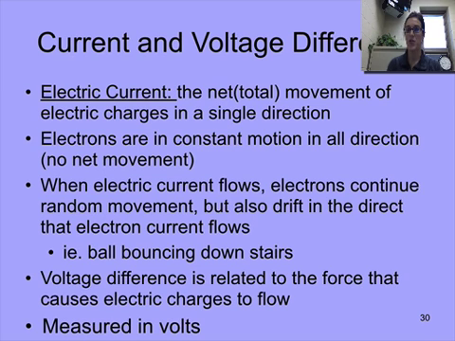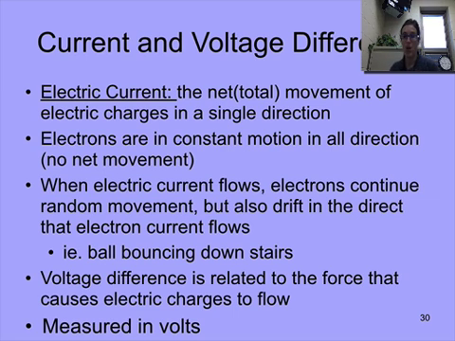First off, an electric current is the total movement of an electric charge in a single direction. Electrons are in constant motion in all directions, so there's really no net movement. When electric current flows, electrons are continuously moving randomly, but also drift in the direction that the electric current flows.